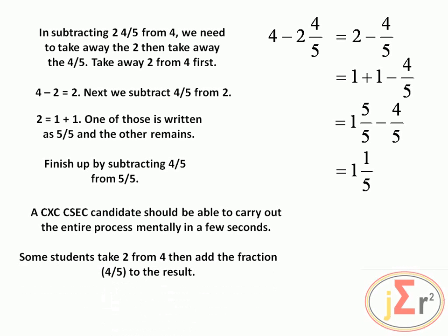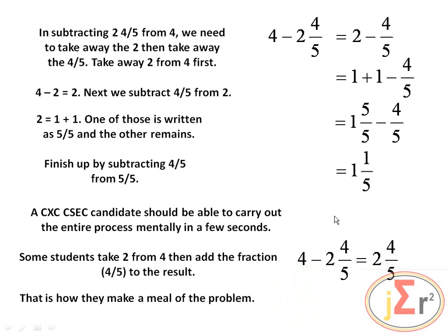Some students take 2 from 4, then add the fraction 4 over 5 to the result. I've seen that. They take 4 minus 2 and they get 2, and they say 2 plus 4 over 5 and they get 2 and 4/5 for their answer. This is how they make a meal of a simple problem.